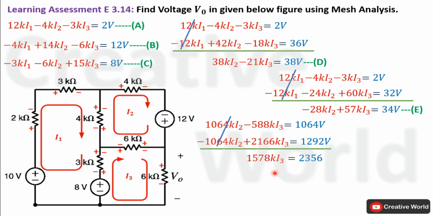Now in order to get the value of current I3, divide on both sides by 1578k. Value of current I3 will become 1.49 milliampere.